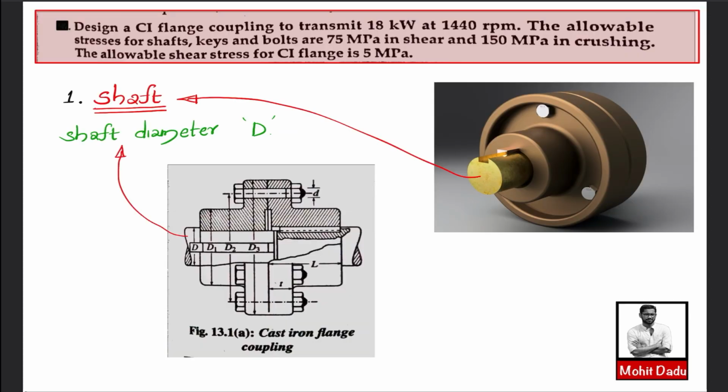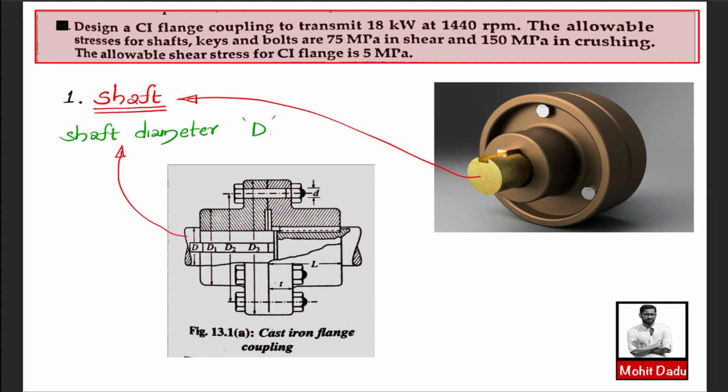So here we have a problem to design a cast iron flange coupling which is transmitting a power of 18 kilowatt at 1440 rpm. The allowable stresses for shaft, key, bolt, so all are of the same material, in shear is 75 megapascal and in crushing is 150 megapascal. The allowable shear stress for cast iron flange material is 5 megapascal. So according to all these given details we have to design.